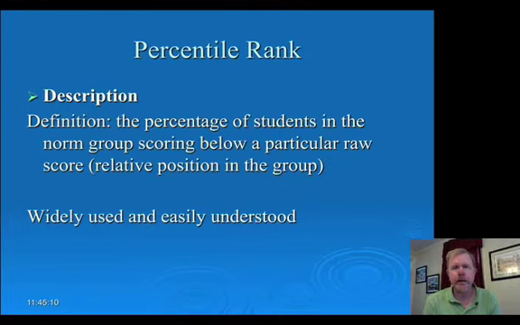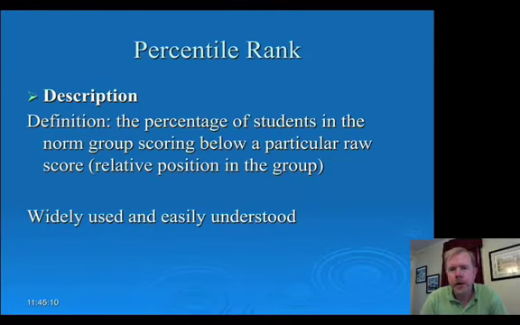Now, percentile ranking has its own set of issues and problems, but it's intuitive and I think for parents one of the easiest kinds of scores to understand. So the definition again is the percentage of students in the norm group who scored below a particular raw score. It's your relative performance in the group. So if you're in the 99th percentile, that means that 99% of all of the folks that took that test scored worse than you. And only 1% of the students that took that test scored as well as or better than you.